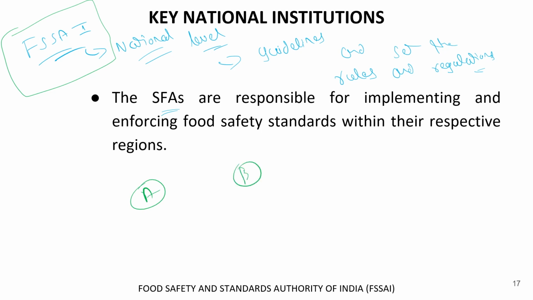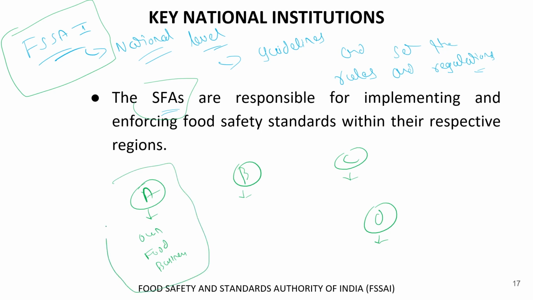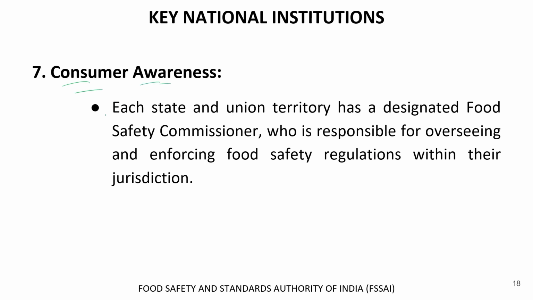Suppose A, B, C, and D. These are the 4 states. So FSSAI will set the guidelines and set the rules and regulations. Thereafter, A will maintain its own food businesses as per the guidelines, B will its own, C will its own, and D will its own. That's how the state food authorities work. Okay, they basically ensure the compliance of the businesses with the rules and regulations set by the FSSAI within their respective regions. Okay, now the consumer awareness.